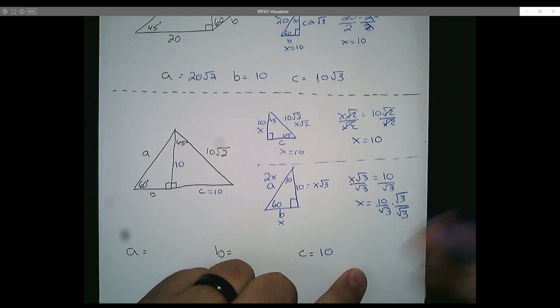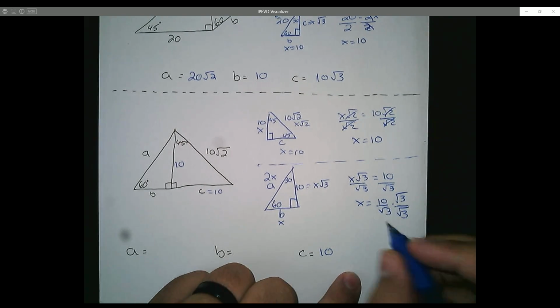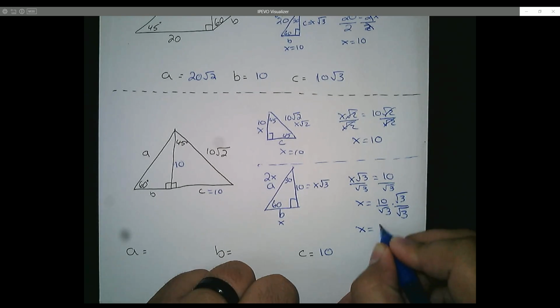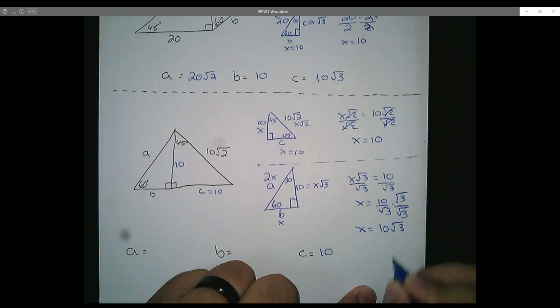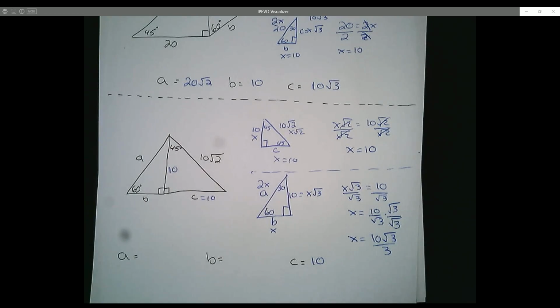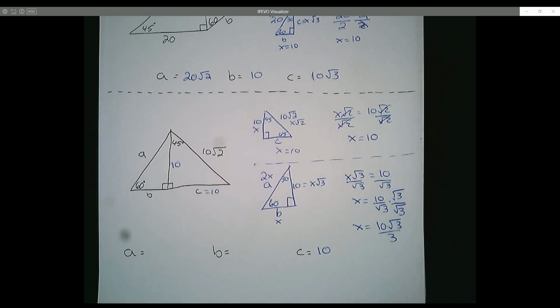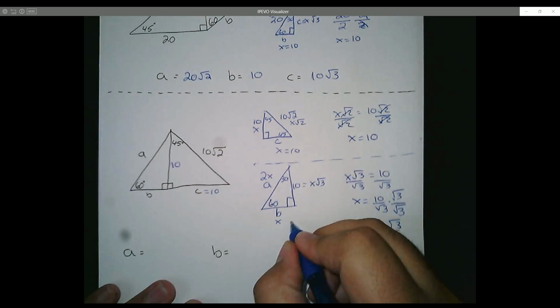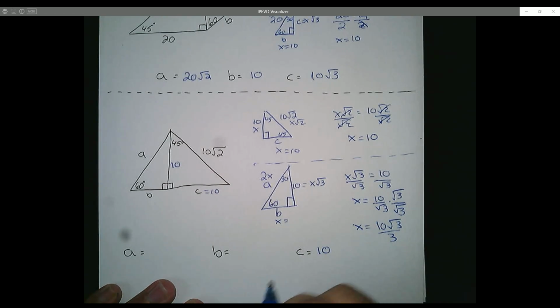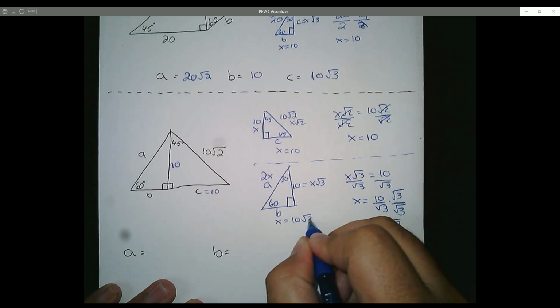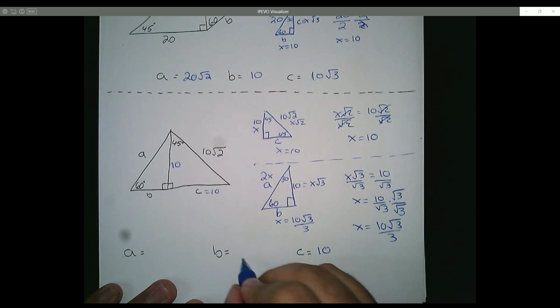Okay, so what that essentially does is you multiply straight across, and we end up getting x is equal to 10 square roots of 3 over, and your square roots cancel and leave you with 3. So we actually have our x value now. So I'm going to plug that in. x is equal to 10 square roots of 3 over 3, and that's our b value.